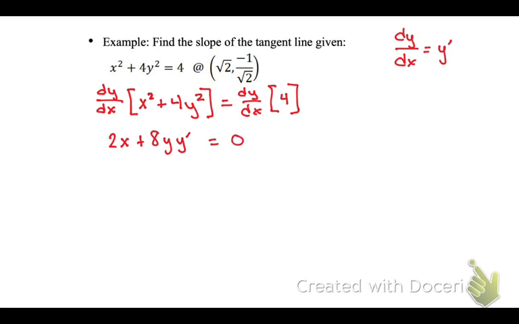Okay, so what is my next step? Move 2x over. Okay, so 8y prime equals negative 2x.